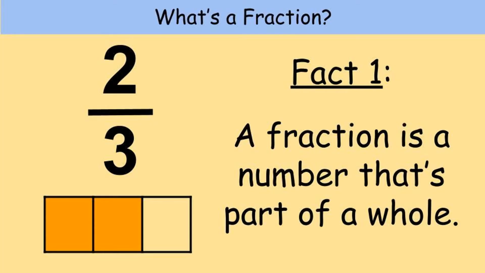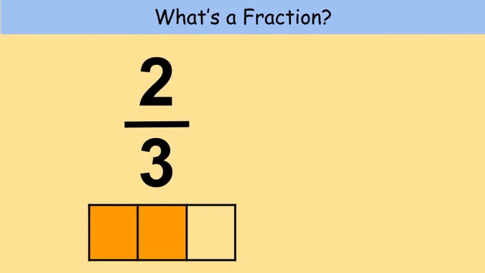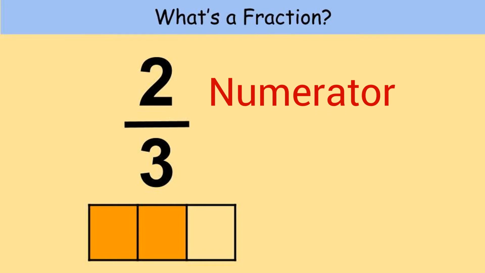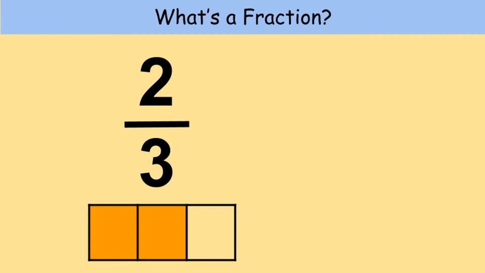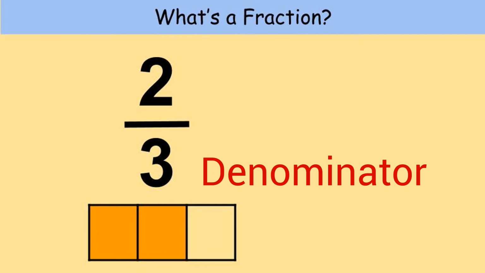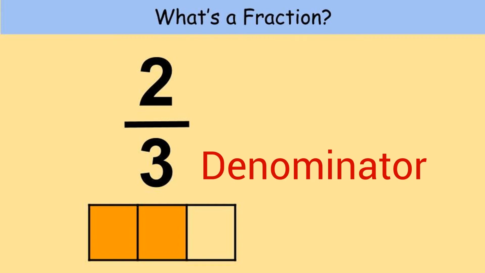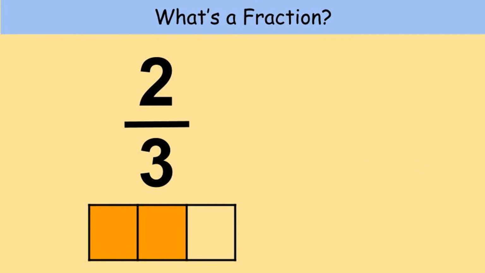First of all, a fraction is a number that's part of a whole. For example, let's look at the fraction 2/3. The number above the line in a fraction is called the numerator. The numerator tells us how many parts we have. In this case, we have 2 parts. We've colored both of those parts in orange. The bottom of the fraction is called the denominator. It tells us how many parts are in a whole. In this case, we have 3 parts.